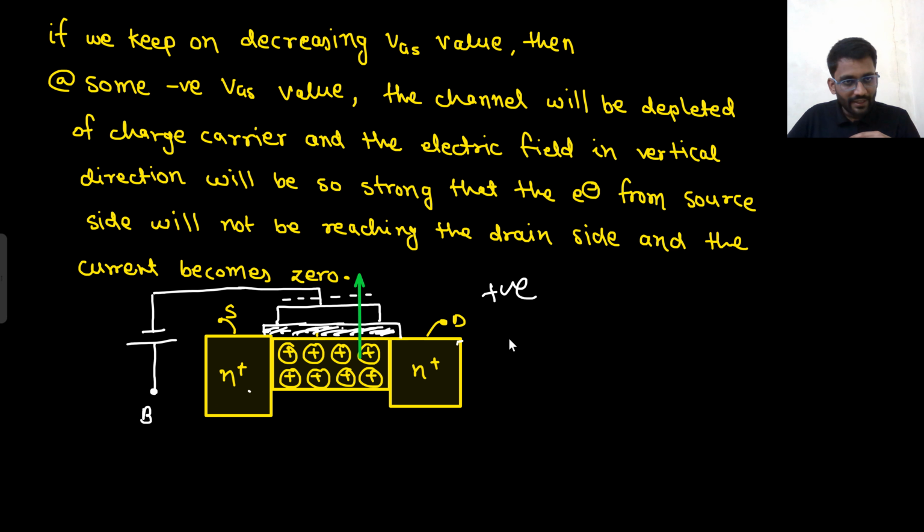So if we are decreasing the VGS value, that means if we are increasing the negative supply at gate potential, the current will slowly start decreasing, and at some negative potential, the current will be zero. And this negative potential is known as pinch off voltage.